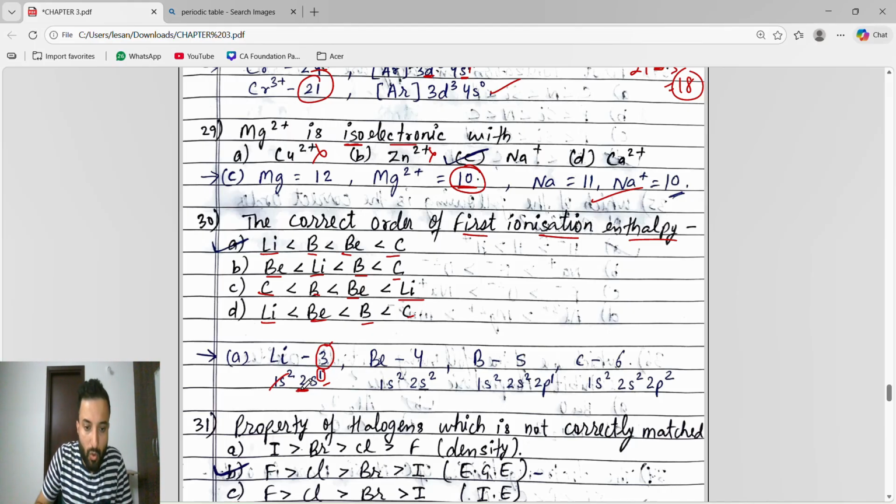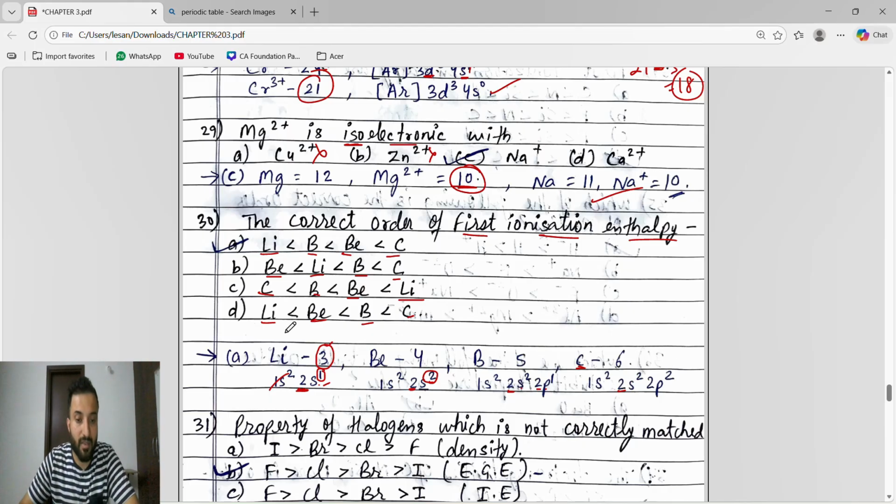When we talk about 2s, in lithium we have 2s with just one electron. In beryllium we have 2s with 2 electrons. In boron we have 2s filled, and with s and p we have 3 electrons. In carbon we have 2s2 2p2, so 4 electrons.